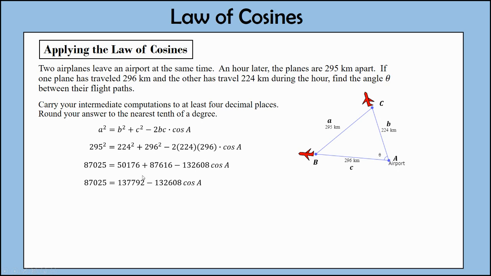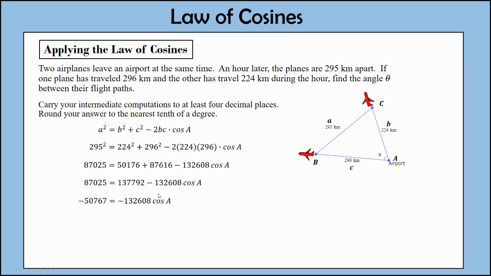The first thing I would want to do is eliminate this number. So I'm going to subtract 137,792 from both sides of this equation. Okay, 87,025 minus 137,792 will give me a negative 50,767. Okay, now that is equal to this. The minus sign stays here. So it's negative 132,608 times the cosine of A here.